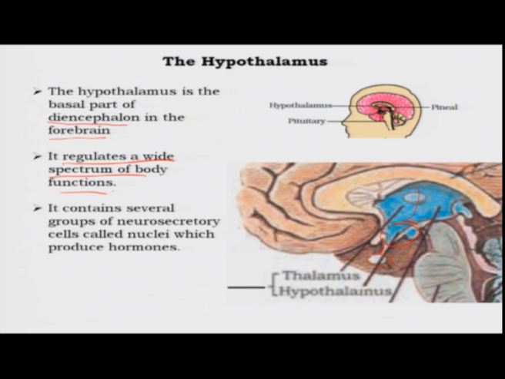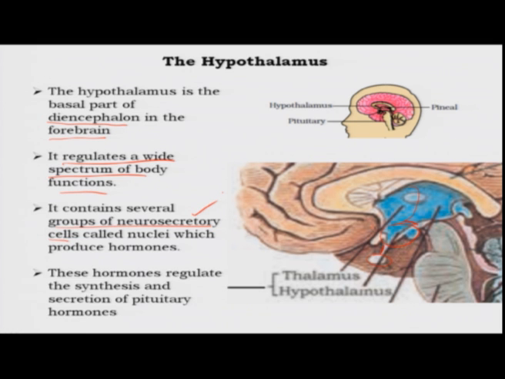So, it contains several groups of neurosecretory cells. These are different from all the other kinds of cells that I was talking about before, which are usually not neuronal in nature. They are endocrine cells present in endocrine glands. The only exception is the hypothalamus, which has neurons that are capable of secreting hormones. Now, these hormones regulate the synthesis and secretion of pituitary hormones, as we will see in the subsequent slides.